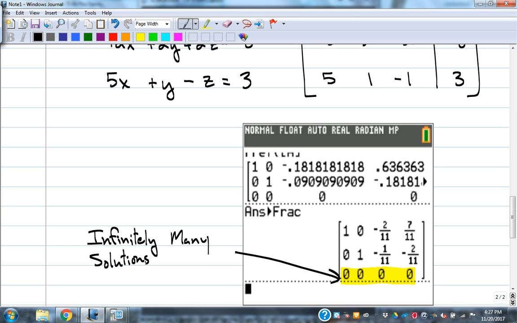If it's all zeros and then something else here, then that's no solution. Okay? We'll do an example of that a little bit. But we're not done with this one yet. We've got to do some work.